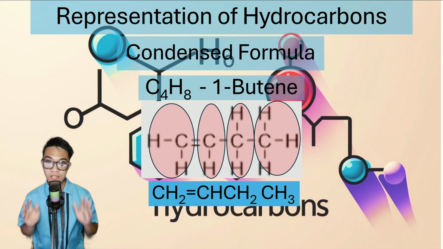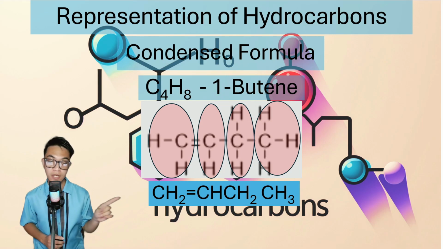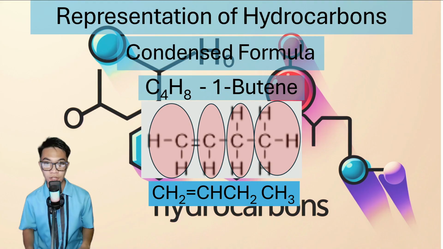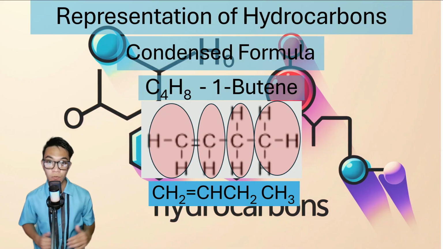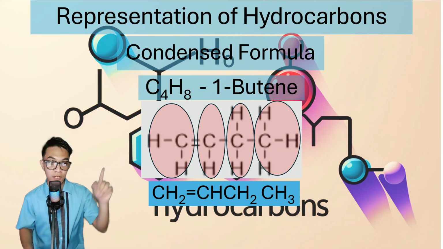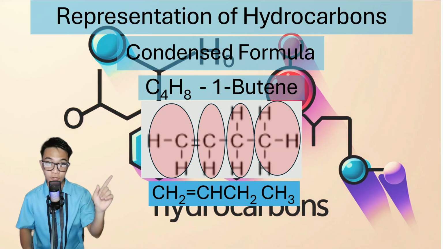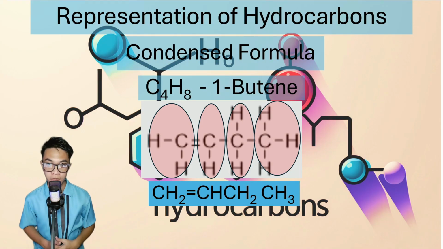Always take note that since this is an unsaturated hydrocarbon, we have to specify the location of the double bonds, even in the condensed formula. So, as you can see, we have here the CH2, double bond to CH, CH2, and then CH3. And again, always take note that when you count these individual atoms, it should always match the number of carbon and hydrogen atoms in your molecular formula.